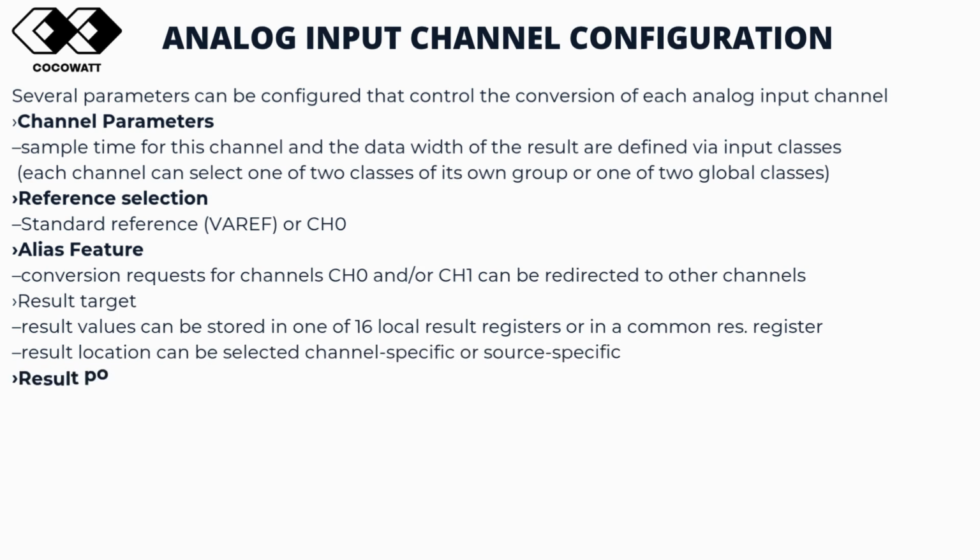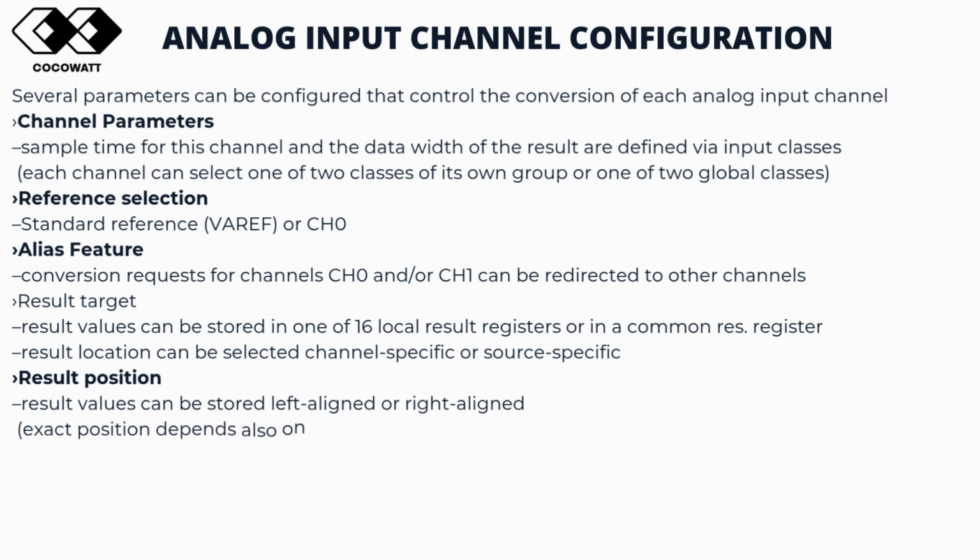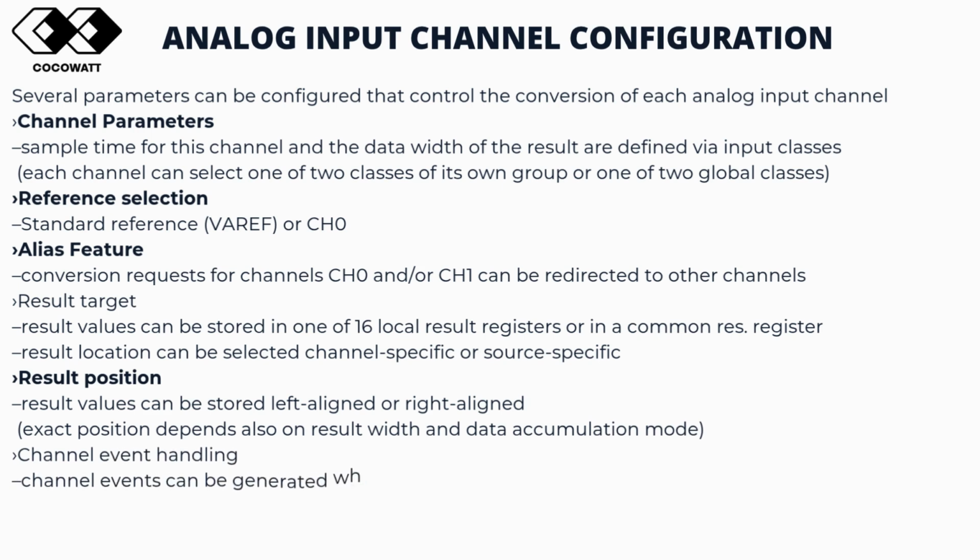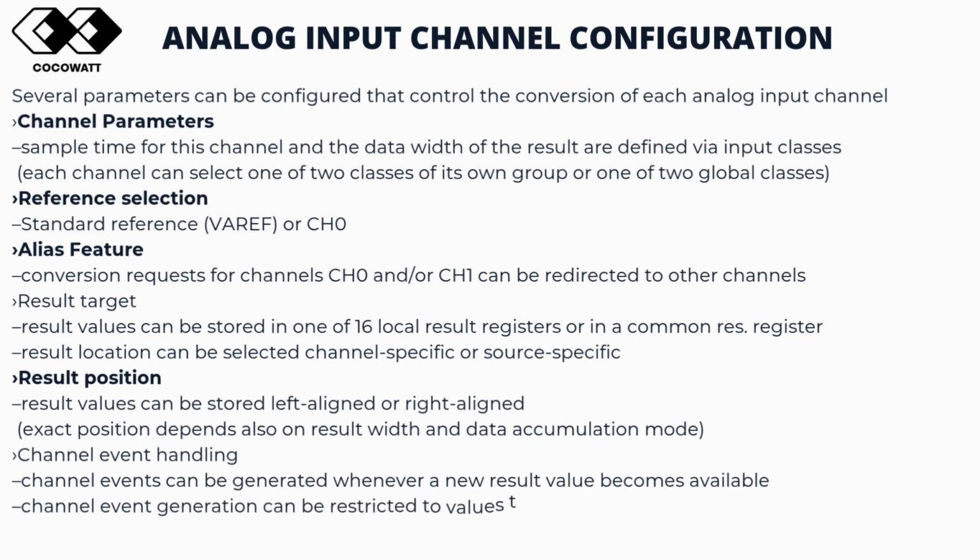The result value can be stored in one of 16 local registers or in a common register. Result locations can be selected channel specific or source specific. And finally, select the result position. The result value can be stored left aligned or right aligned.